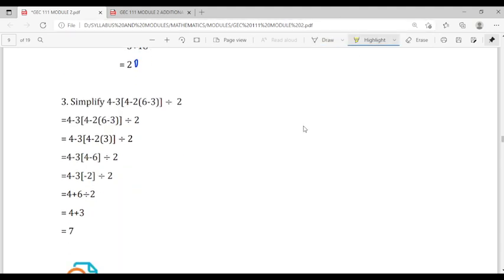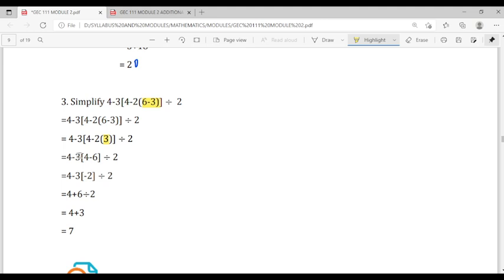Okay, last example. Simplify 4 minus 3, bracket, 4 minus 2, quantity 6 minus 3, divide by 2. So, we first do the inside of the bracket, which has parentheses, the inner parentheses first. So, from here, 6 minus 3, we have 3. And then, 4 minus 2 times 3, still do the one inside the bracket first. We have 4 minus 6. And then, we have negative 2.